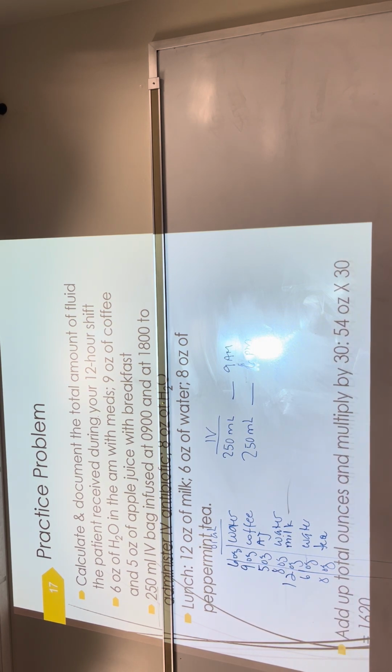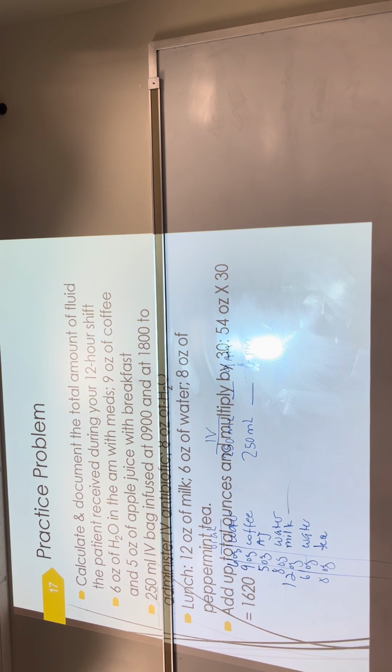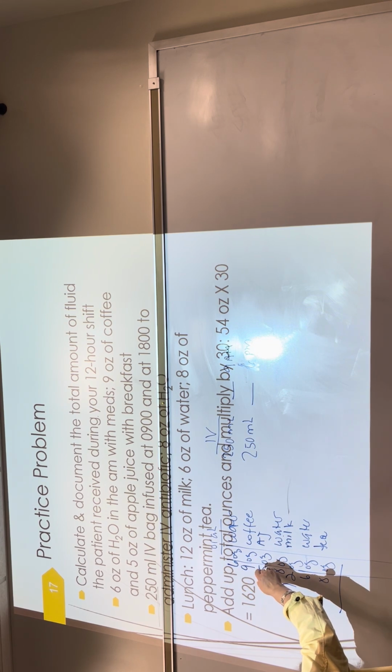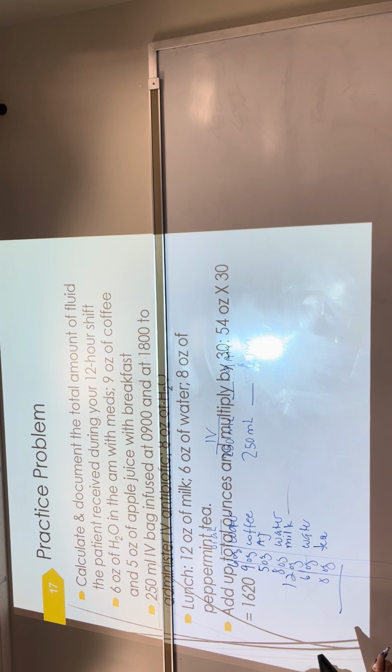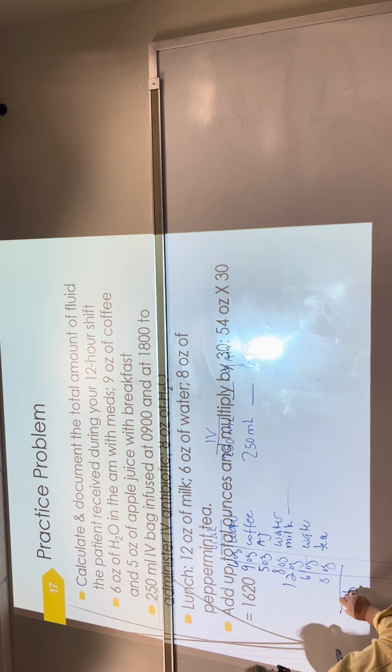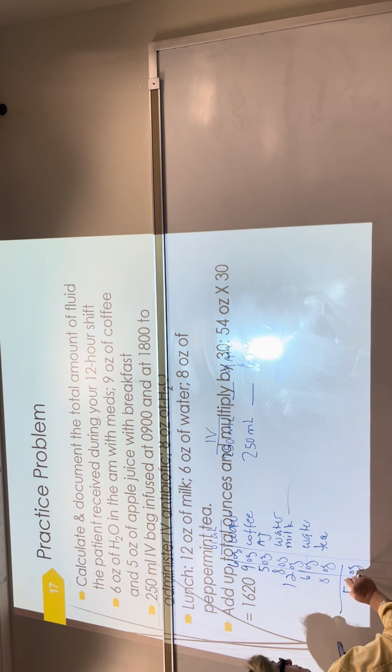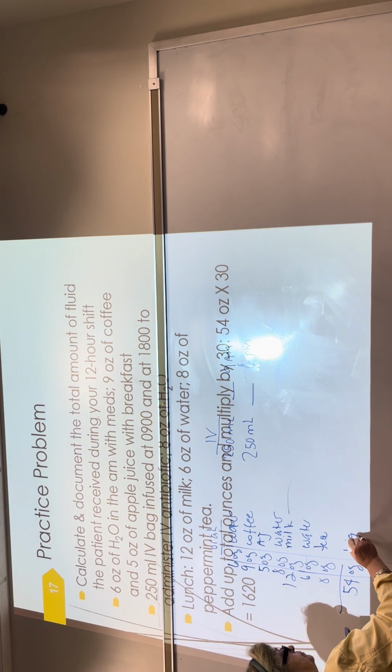Now add up the total ounces, multiply by 30. What is the total? 6 plus 9 plus 5 plus 8 plus 12 plus 6 plus 8 is 54. So we have 54 ounces of liquid.